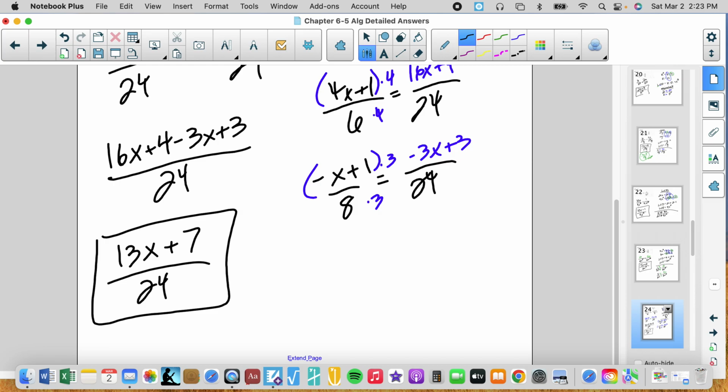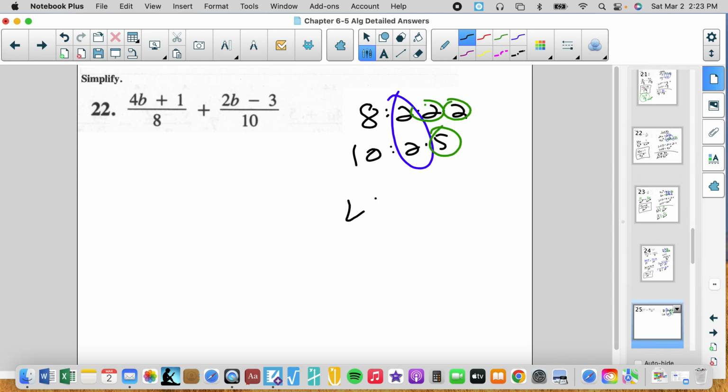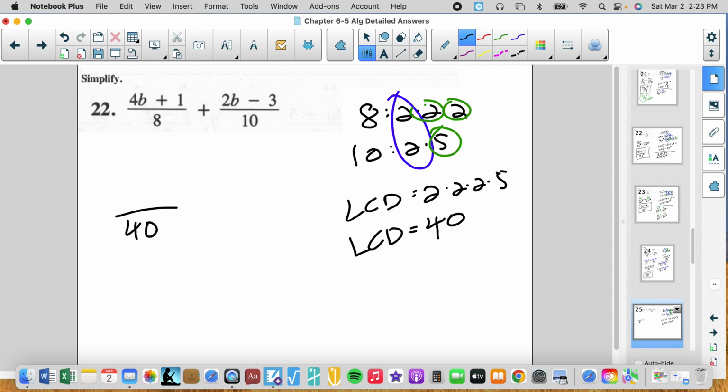Nothing can factor in that numerator, so I can't turn any of that addition or subtraction into a product. Next, 8 and 10. 10 is 2 and 5. Common, leftover. LCD is 2 times 2 times 2 times 5, which is going to be 40. 40. Let's do equivalencies.